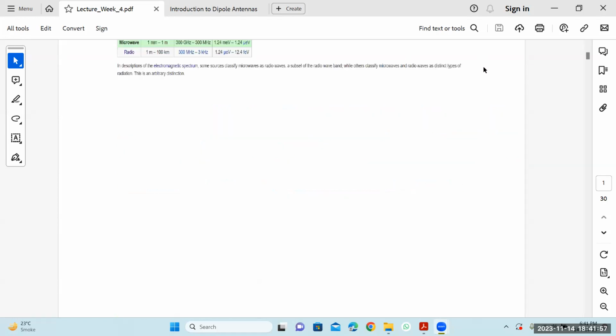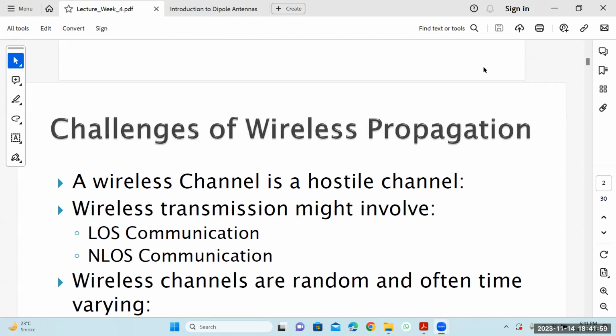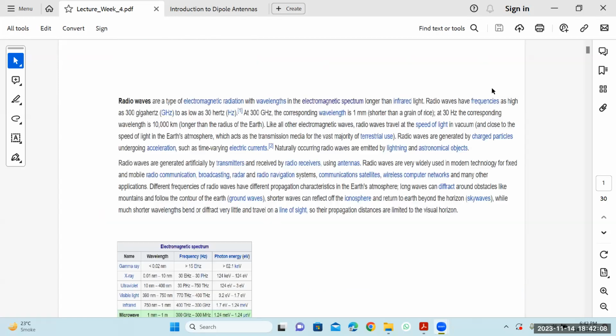Bismillahirrahmanirrahim. So, our today's topic is basically related to wireless propagation and the challenges that are associated with wireless propagation. So, let's start with some basic definitions of radio waves.